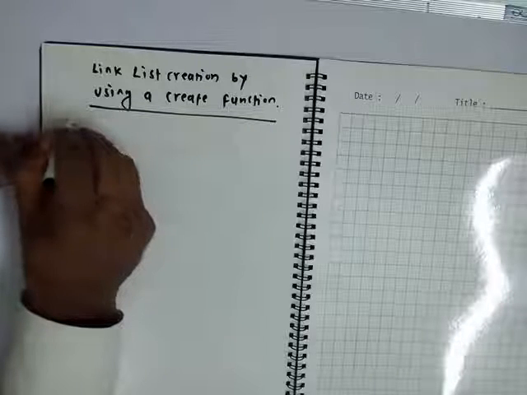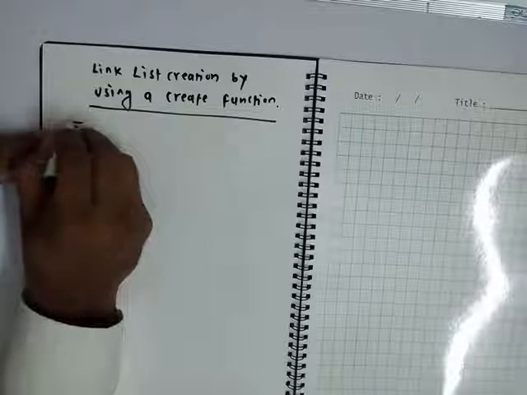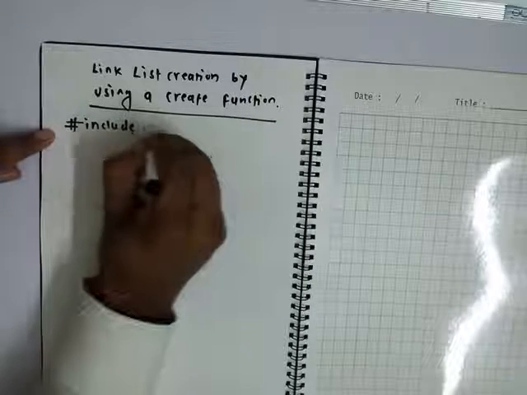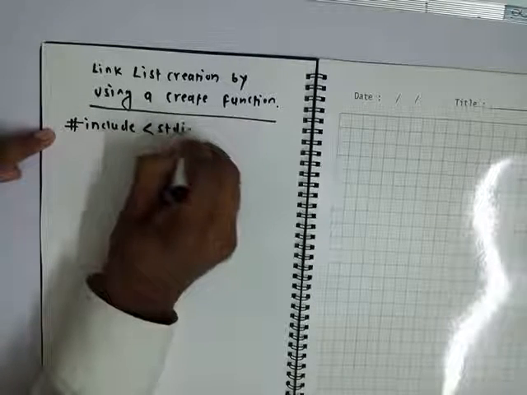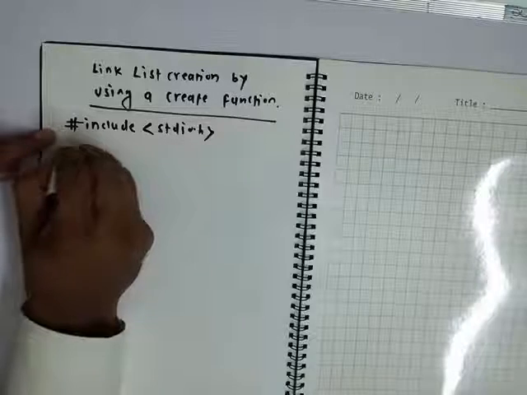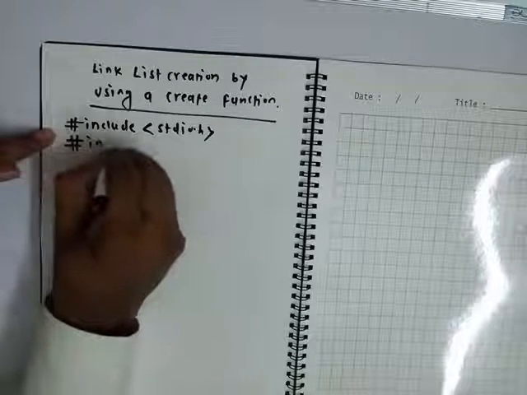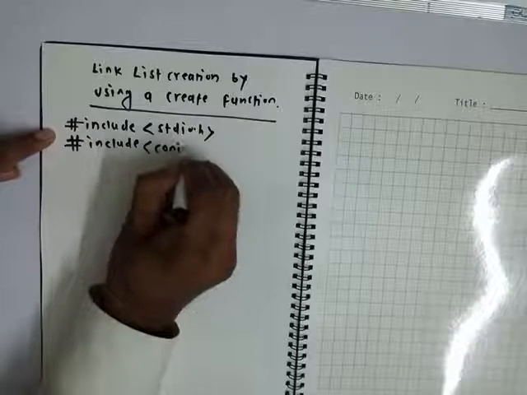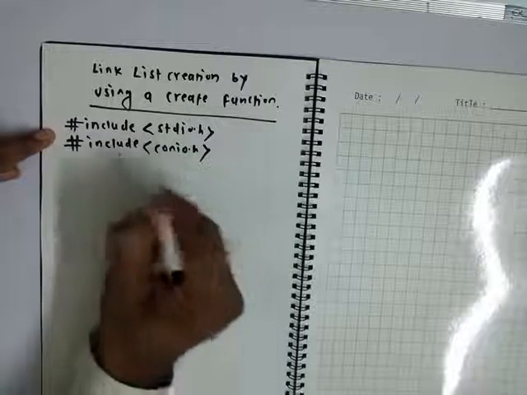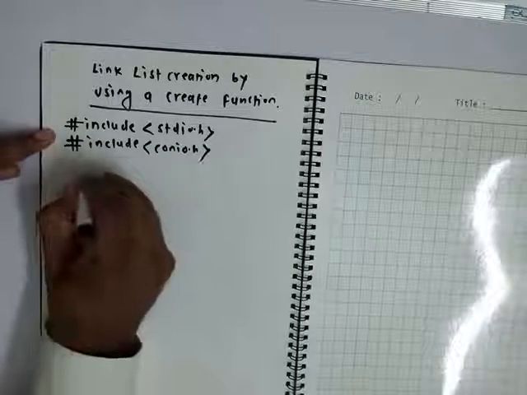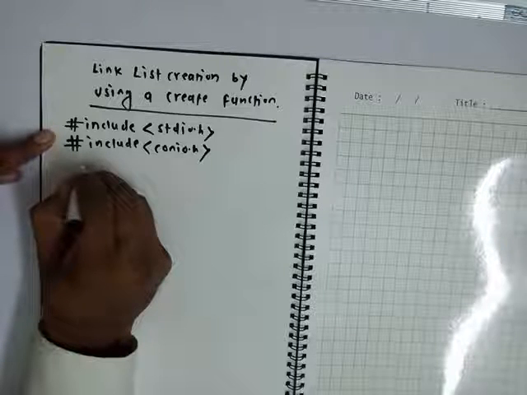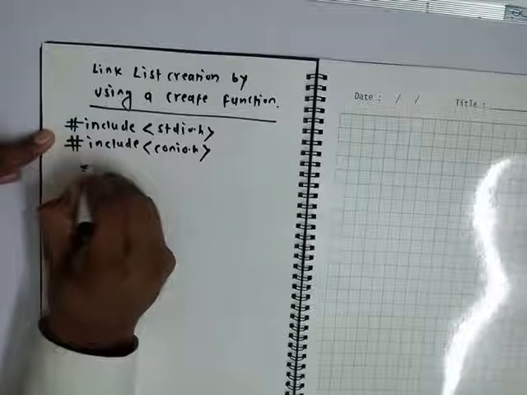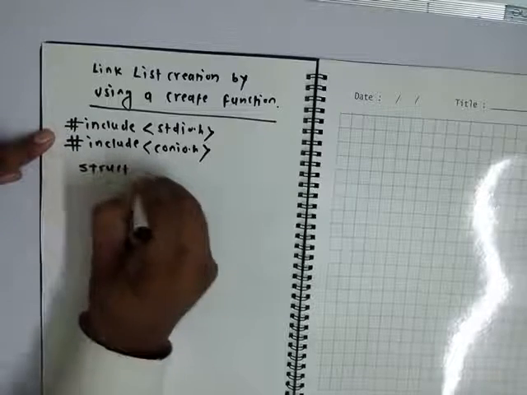So let's start our program. So here is our #include stdio.h, #include conio.h. This program is a C program. Then the structure which we will require to create nodes in the linked list is like this: struct node.